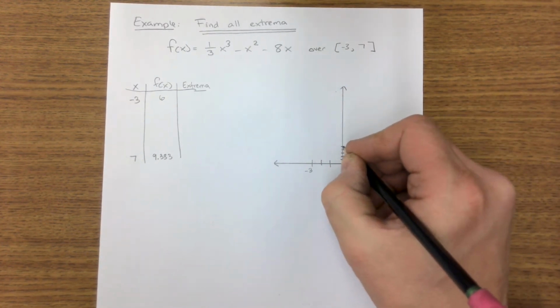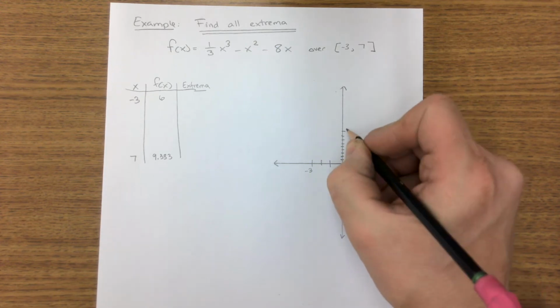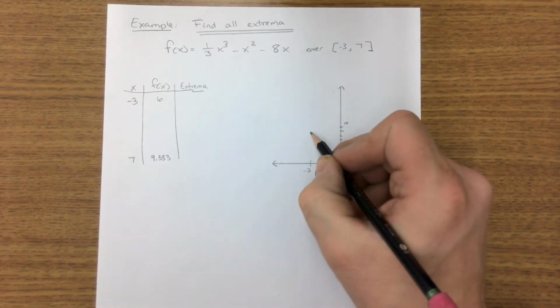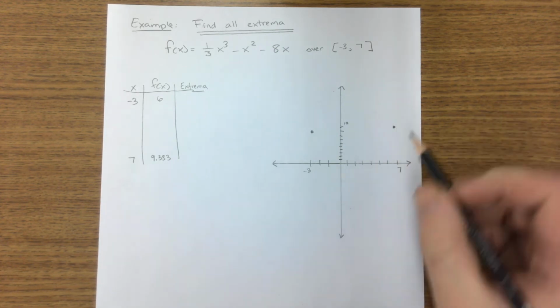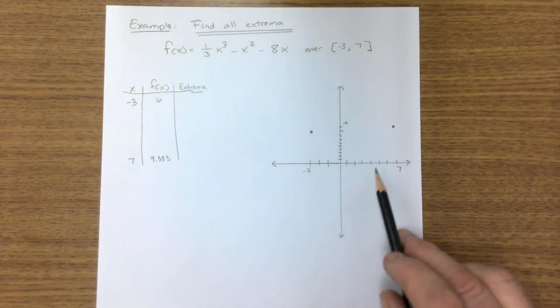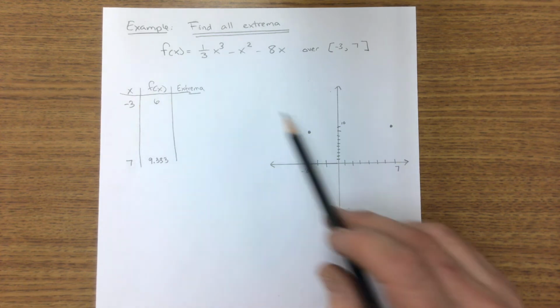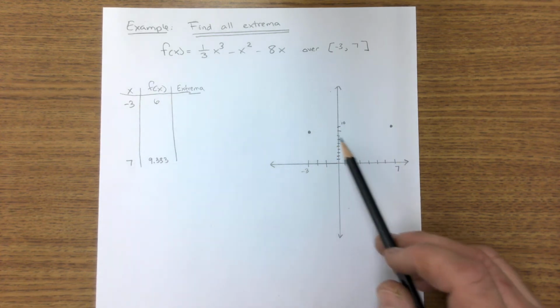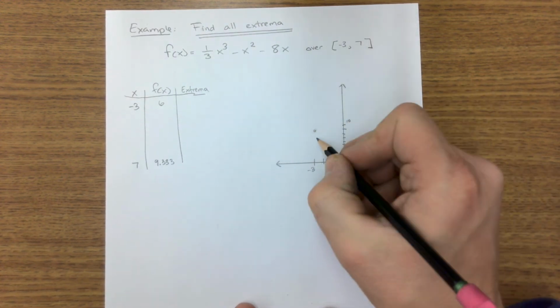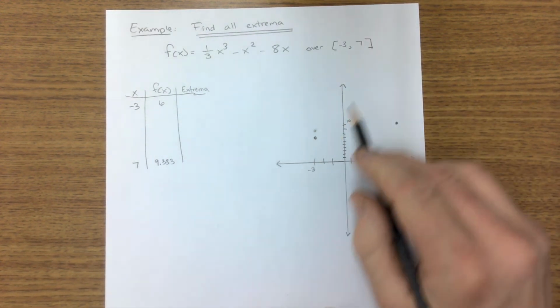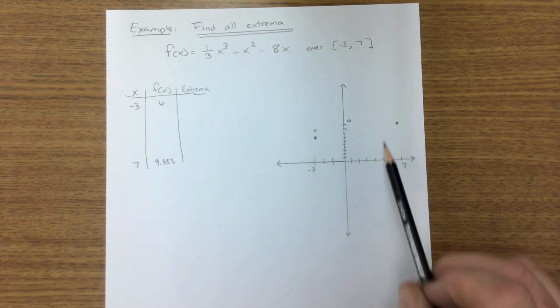1, 2, 3, 4, 5, 6, 7, 8, 9, 10. At -3, it's 6. And at 7, it's 9.3. But we don't have any idea what's going on in between there. We just know it's 6 here, and it's 9 there. I think this one's a little bit too high. Let's move it down here. So something's going on in here, and again, we have to find those critical points.